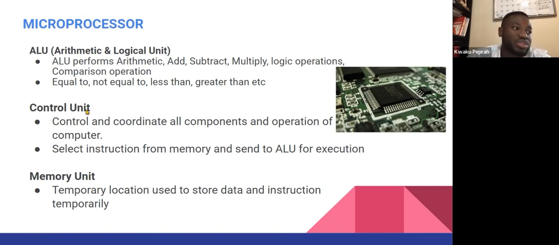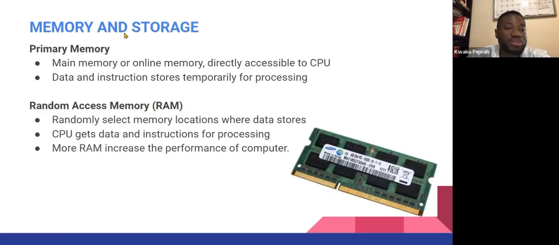We have the control unit. The control unit controls and coordinates all computer components and operations of the computer. When you select an instruction from the memory, you are able to send it to the ALU for execution. Also, the memory unit, which is another important part of a computer, is a temporary location used to store data and instructions temporarily. So now let's talk about memory and storage.